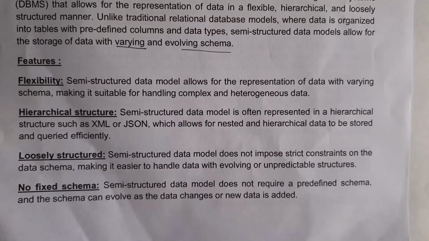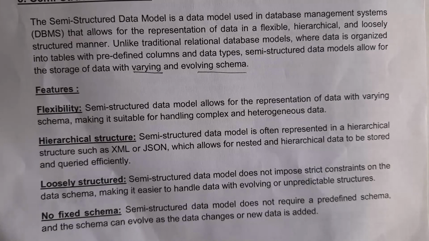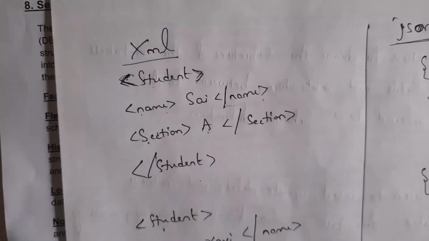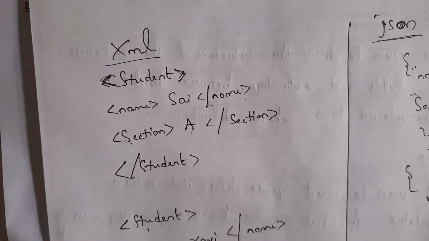These are the features of the semi-structured model. The first feature is flexibility. Though there are various types of data, we can store data in the semi-structured data model. For one person there is section, for one person there is roll number, and for one person there is age. Even though data is different, we can store it in the semi-structured model. Next one is hierarchical structure. If you consider the previous example, XML and JSON, we store data in hierarchical format, like at first student, inside that name, section, and so on.